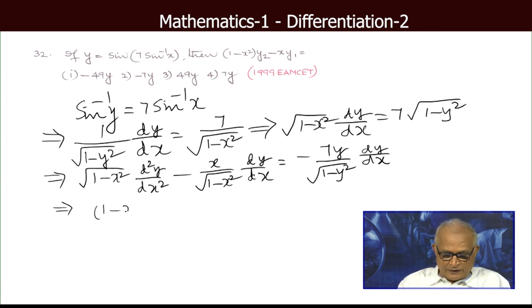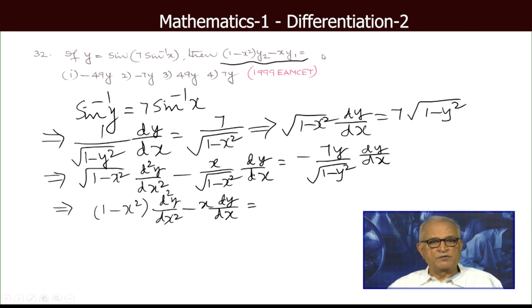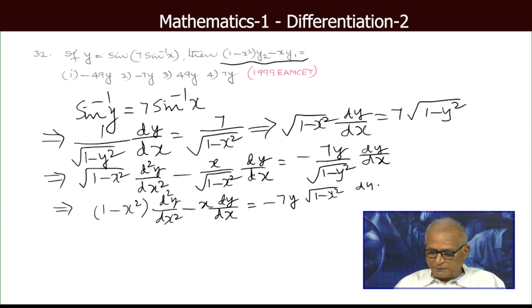1 minus x square into the second derivative of y with respect to x, minus x into dy dx. That is what was asked here. 1 minus x square into y2 minus x y1, that is 1 minus x square into d2y by dx2 minus x dy dx, which is exactly what we need. What does it equal? Minus 7 times y into root of 1 minus x square into dy dx by root of 1 minus y square.